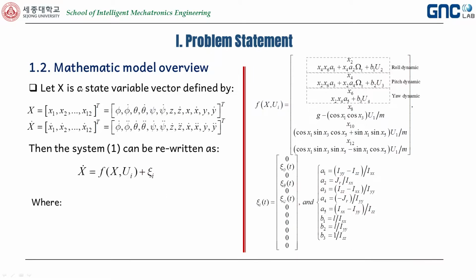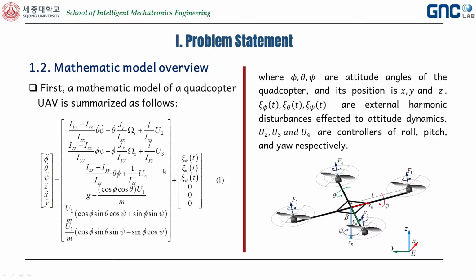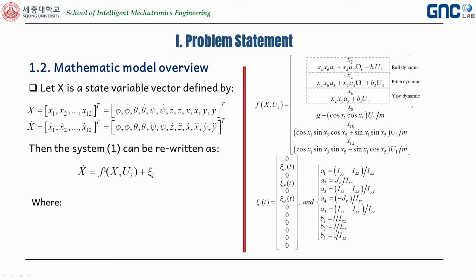Let X be a state variable vector defined by this formula, and then system 1 can be rewritten as x dot equals a function of x and ui plus ci. We can see this is a function of x and ui, and this is also a function of the external disturbance. This is the roll subsystem, or roll dynamics, with two equations here. This is the pitch dynamics, and these two equations are the yaw dynamics.